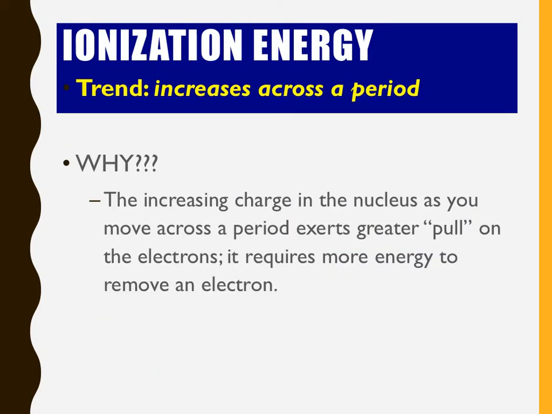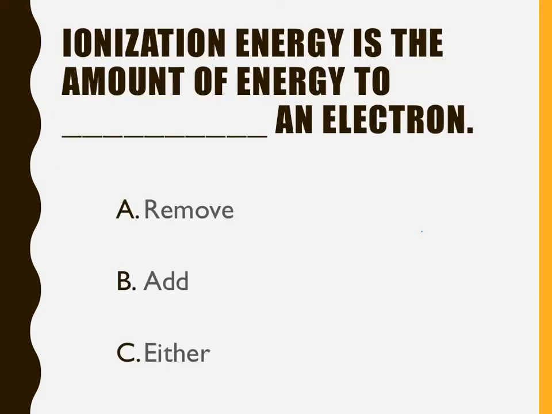As you go across a period, the factor is always the pull from the nucleus. So as you go across the period, the atomic number is increasing, which means the pull on the electrons is increasing. So it's going to be harder to remove an electron if it's being more strongly held by the nucleus. What is ionization energy defined as? The energy to do what to an electron? To remove it.